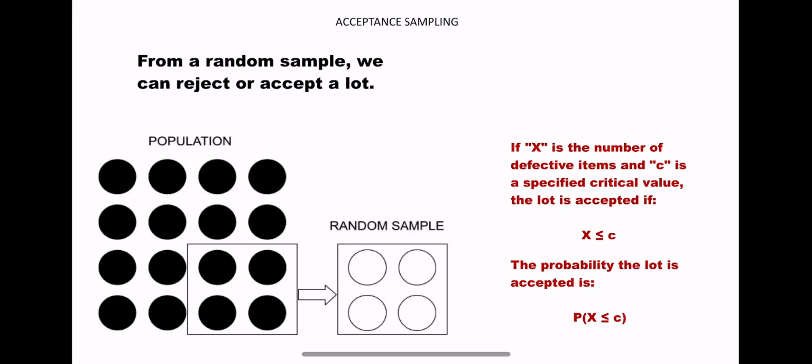Acceptance sampling is a statistical technique that can be used to estimate the amount of defective and non-defective items in a lot and whether or not a lot should be accepted. It is very useful in quality control processes.